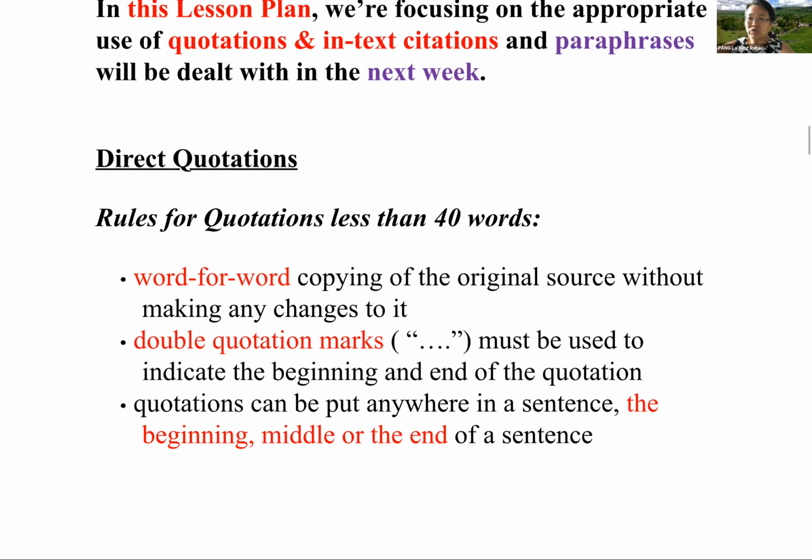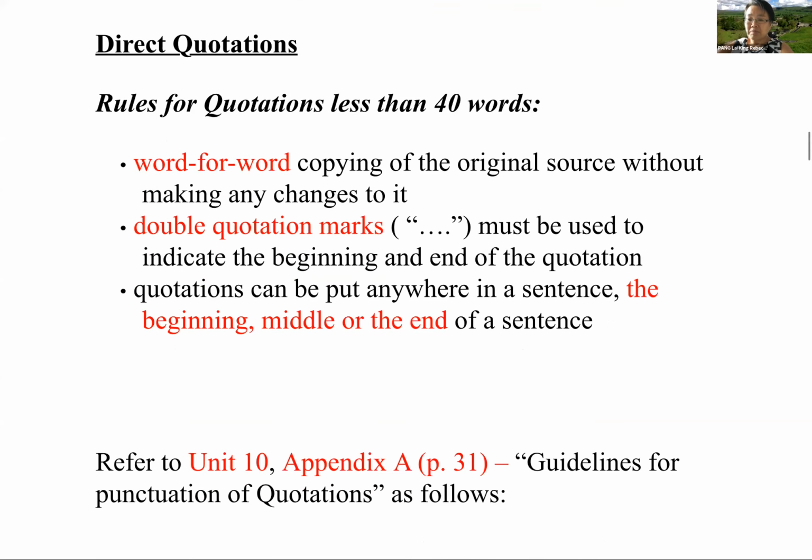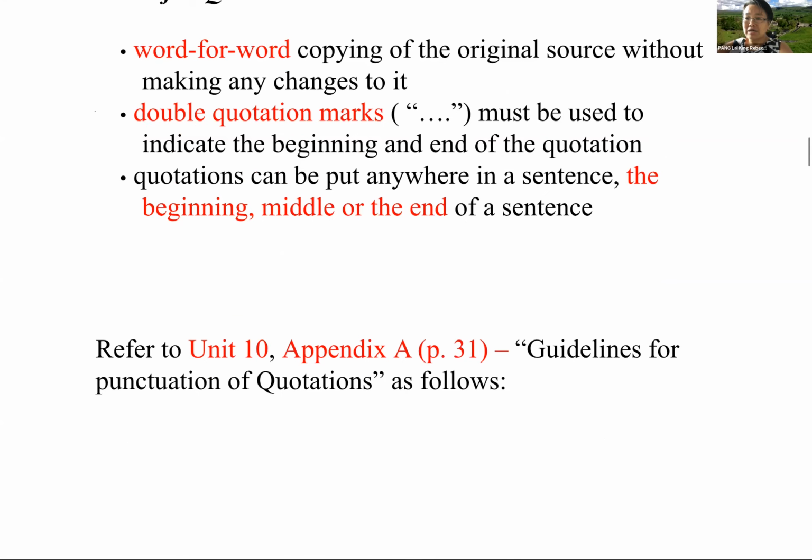Now, I'm sure you understand the meaning of direct quotations, but there are some rules for using them. If you have chosen less than 40 words from the source materials, what you have to do is just word for word copying. Don't change other words. The punctuation marks should be double quotation marks. You can put the direct quotations either at the beginning of your own sentence, in the middle, or at the end. So anywhere. Okay, so there are some guidelines I'd like to briefly explain to you on the handout.